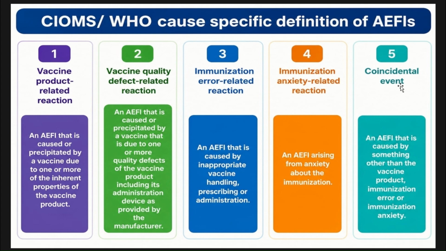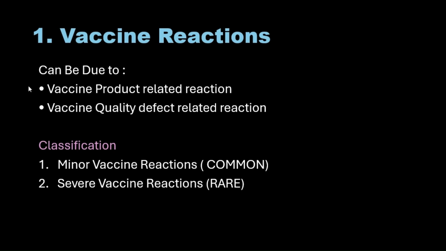Suppose the person already had a fever, the patient took a vaccine, and then the patient developed an ear infection. So here the ear infection is not due to the vaccine, it is due to the fever that this patient had earlier. So that is a coincidental event. Now we are coming to all these categories in detail.